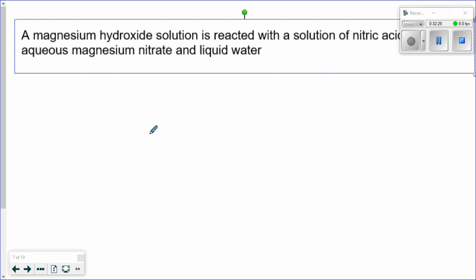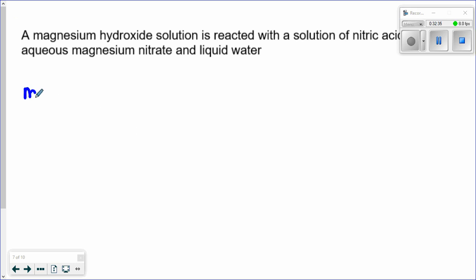So hopefully you've given it a shot now. A magnesium hydroxide solution is reacted with a solution of nitric acid to produce aqueous magnesium nitrate and liquid water. So this one is getting a little bit more complex.